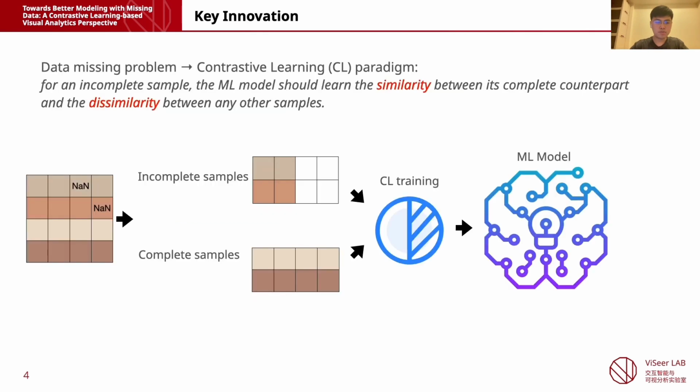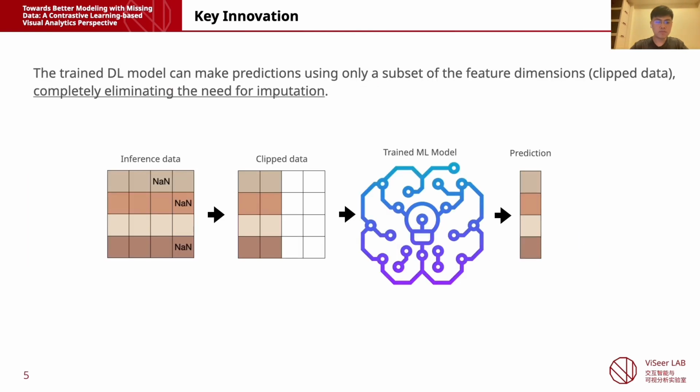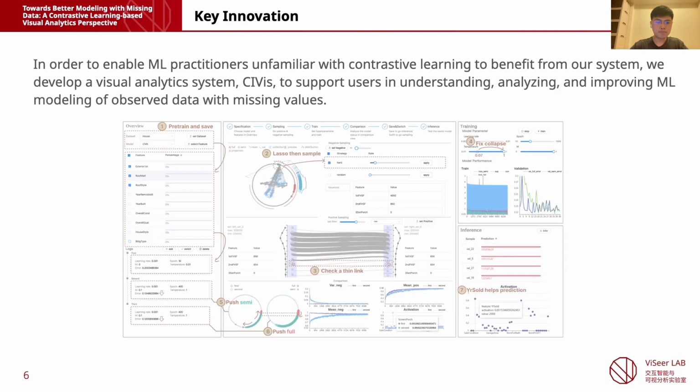To address this issue, we formulated the data missing problem as a subproblem of contrastive learning. For an incomplete sample, the ML models should learn the similarity between it and its complete counterpart, and the dissimilarity between it and any other samples. As a result, the trained ML model could take the incomplete data to make predictions.